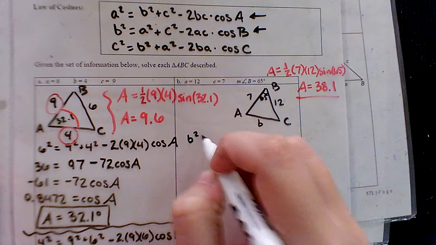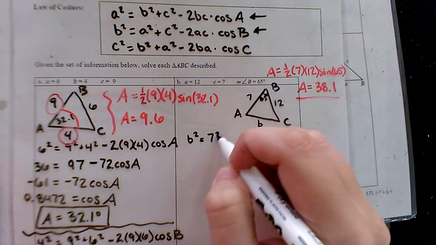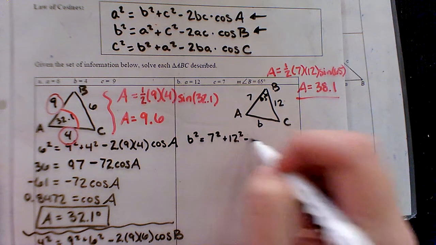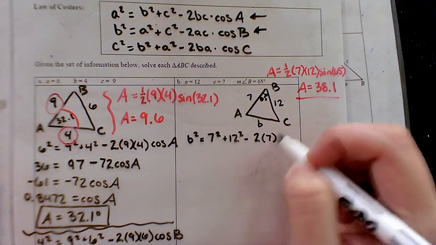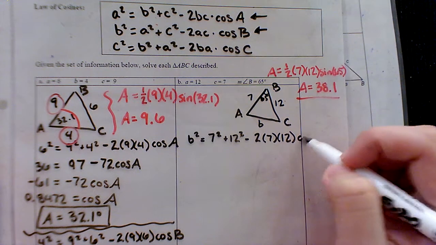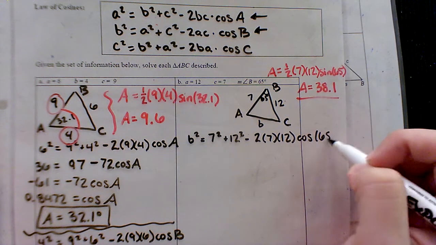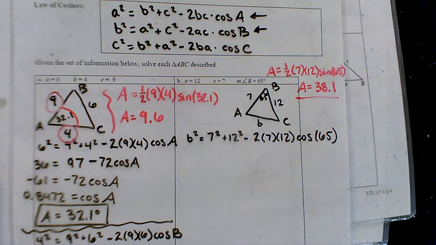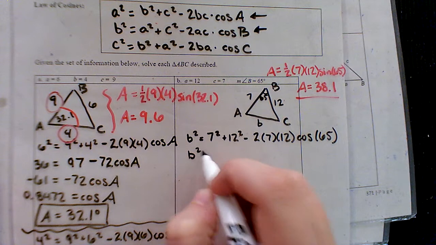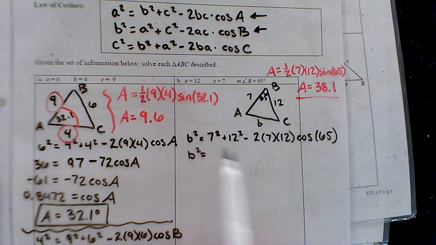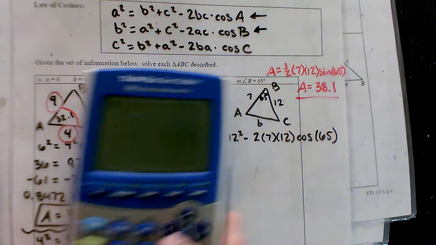Let's try that. So b squared would be 7 squared plus 12 squared minus 2 times 7 times 12 times the cosine of 65. So from here, it's going to be some calculator work. What's nice about this setup is notice how on the right-hand side of your equation, everything is a number. So you can type in that entire side on your calculator and just hit enter and get a number. Let's go ahead and try it.